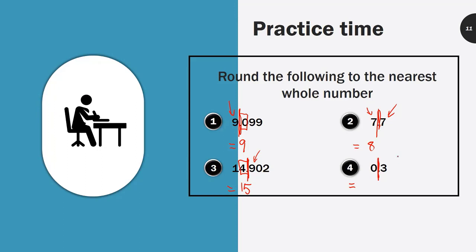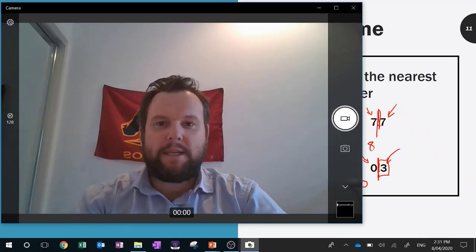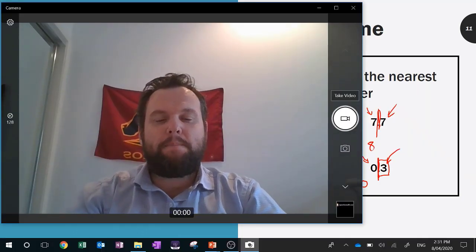And my last one here is a little bit tricky because our critical digit is a 3, which means that my number to the left needs to stay the same. And that means that my answer is obviously 0, okay? It's 0.